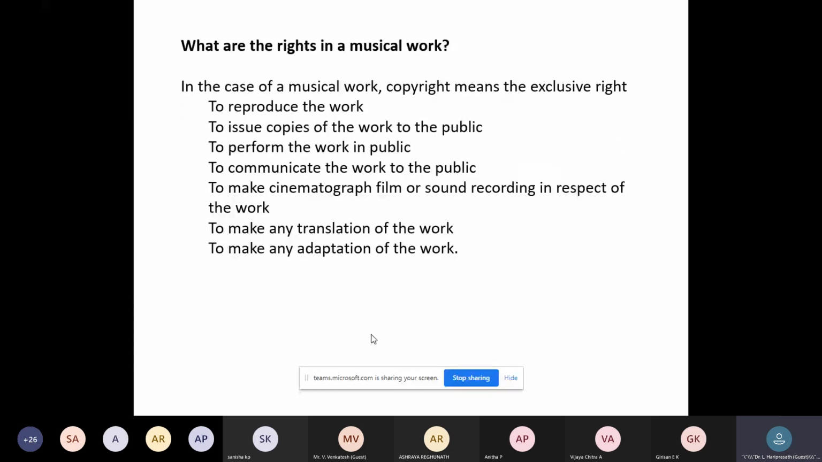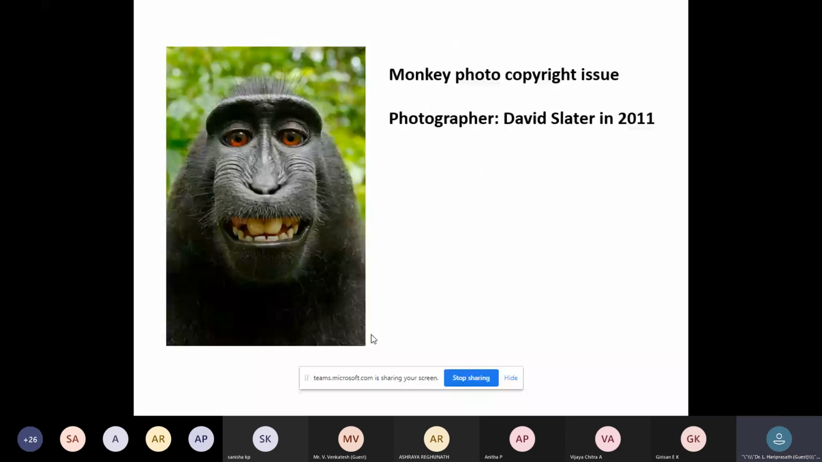So this would be interesting for you to see. I think most of you would have seen this photograph in social media. It is a monkey, and this photo was taken in the year 2011. Has anyone heard about this issue, this copyright issue?